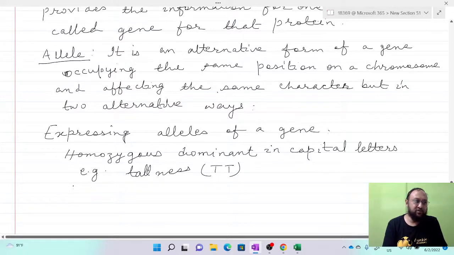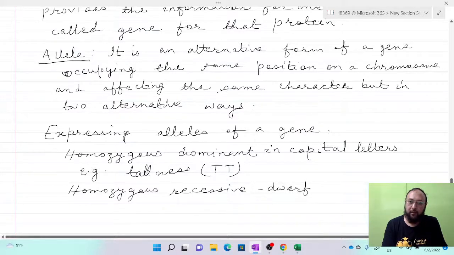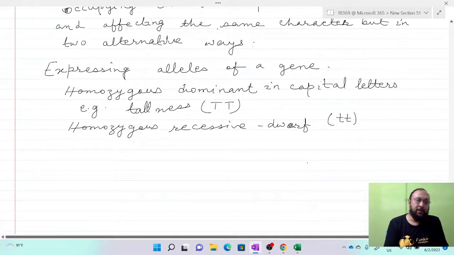Okay, and homozygous recessive. Then it will be dwarf. Okay, dwarf, or it will be represented by the small letter, small t. And heterozygous tall.